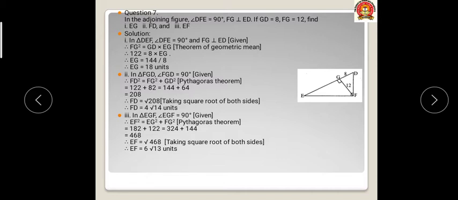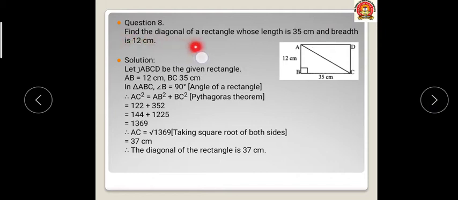Next, question number 8. Find the diagonal of the rectangle. Now here the rectangle ABCD is given. AB is equal to 12 cm, BC is equal to 35 cm. We have to find out AC. Length and breadth are given. Very simple, students.